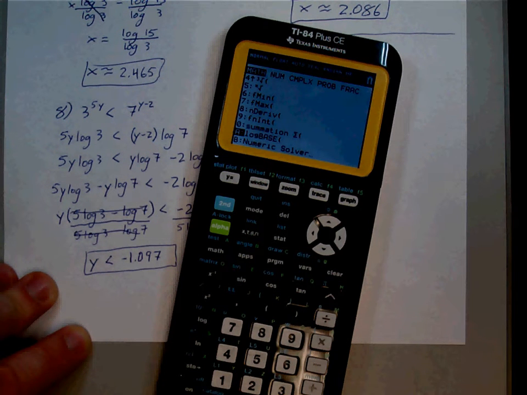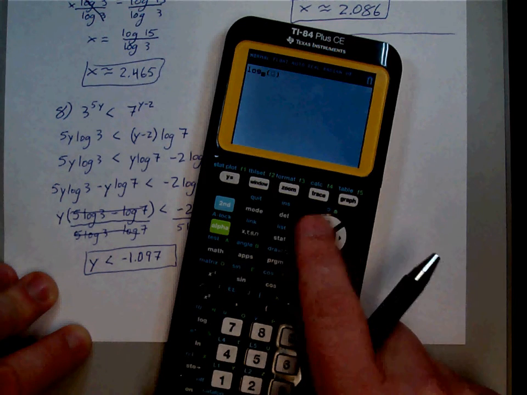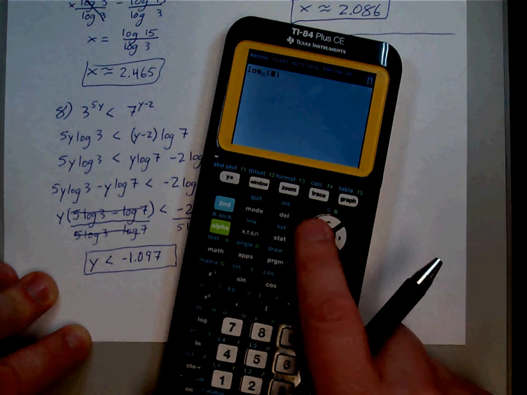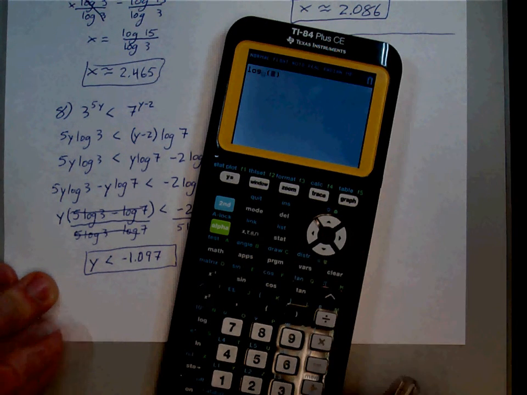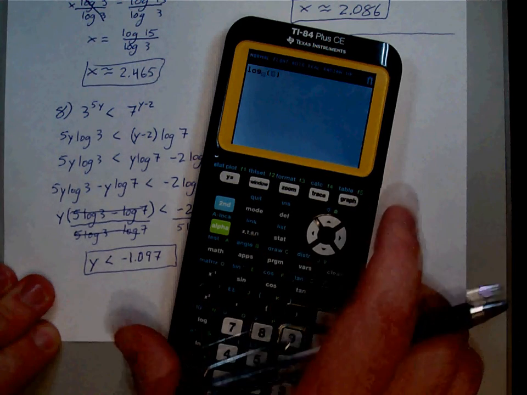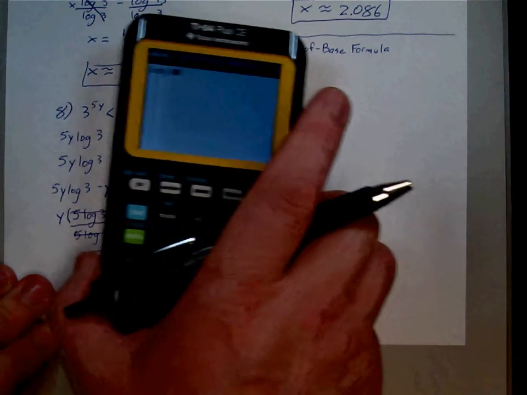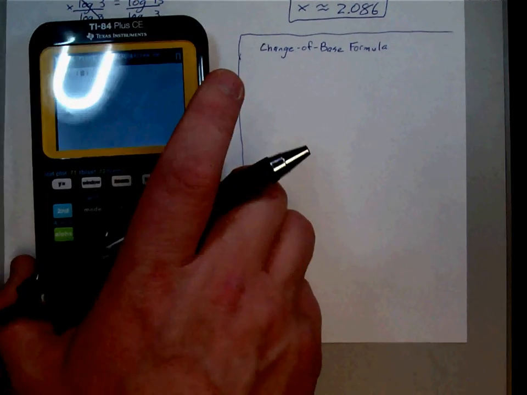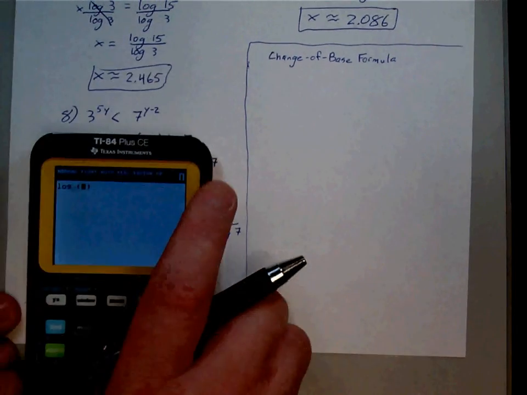It says log base. If I choose log base, you may see that it gives me a spot where I can put whatever base I want and whatever number I want. And so I will be able to find other logs using that. But not all calculators have that. So if your calculator has this, honestly, I wouldn't worry about the change of base formula. But if you don't have that function, you may need the change of base formula.